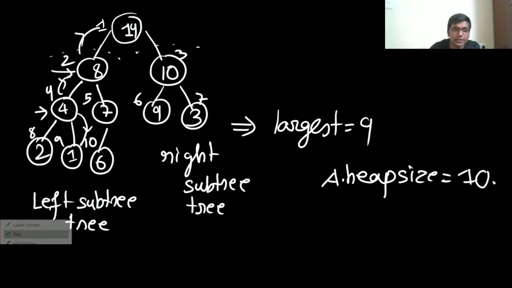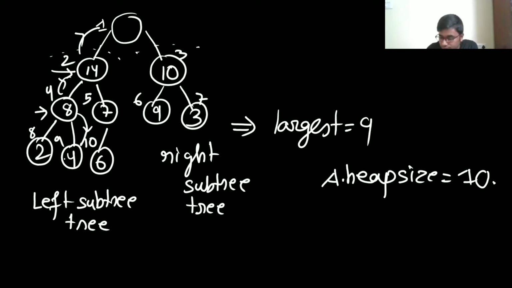Let me write. Initially, the tree had 14 here, 8 here, 4 here, and here it had 1. So it is a left subtree and it is a right subtree. Your left subtree is a max-heap and your right subtree is a max-heap. If this is true, then you can call Max-Heapify on the root.